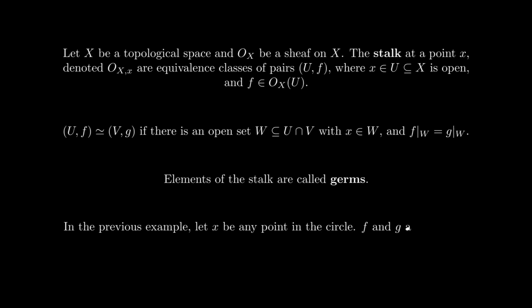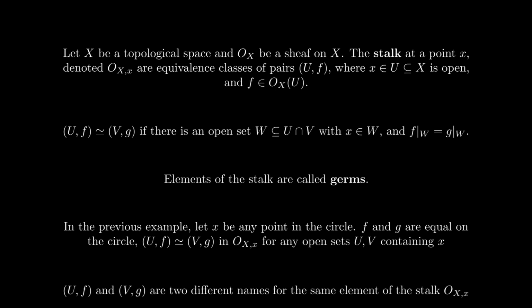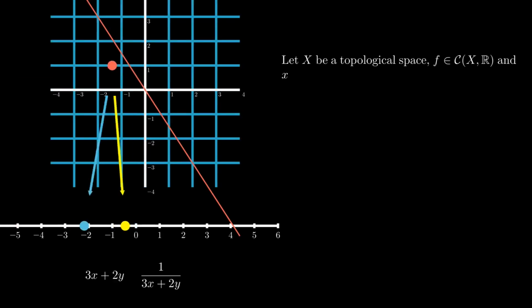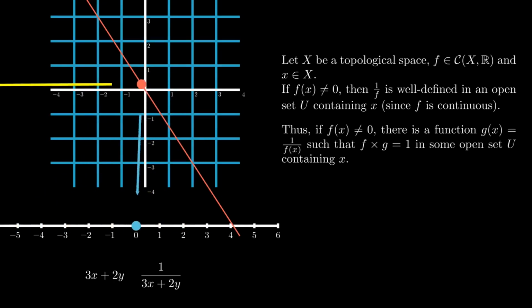In the previous example, for any point x in the circle, there is some open set containing x, and f and g are equal when restricted to that open set, namely the circle. Thus, f and g are equivalent in the stalk at x. Now, suppose f is a continuous function and f(x) is not equal to 0. Then, since f is continuous, there is some open set U where f is nowhere 0. 1 divided by f is well defined on U, and f times 1 over f is equal to 1.